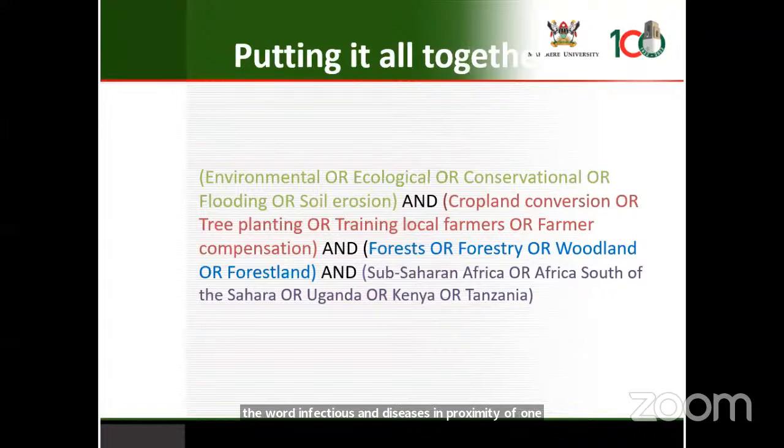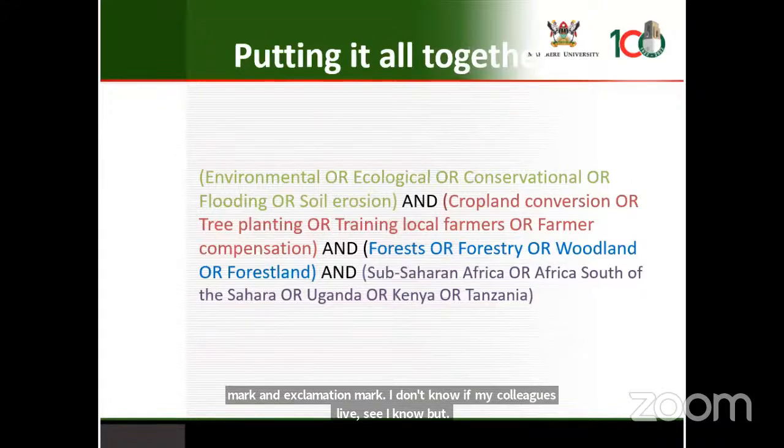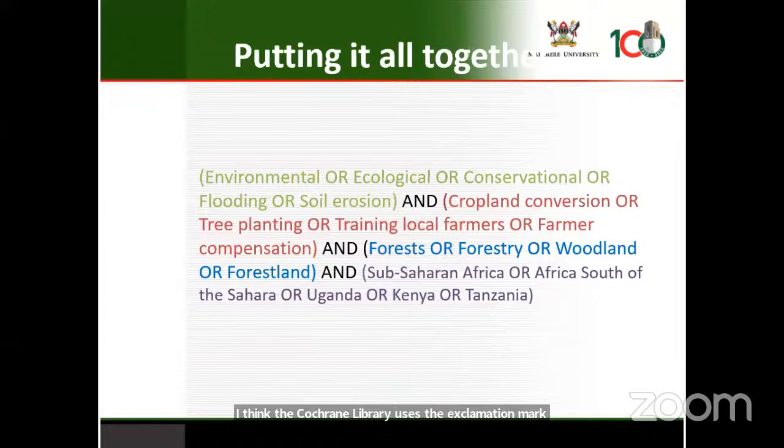Then there are databases that use a question mark and exclamation mark. I don't know if my colleagues librarians here know, but I think the Cochrane Library uses the exclamation mark, and those are wildcards. Maybe something I've not talked about, where we could use exclamation or question mark where there are different spellings. Different spelling like pediatrics, there is P-E-D and P-E-A-D. There's the British and the American spelling.